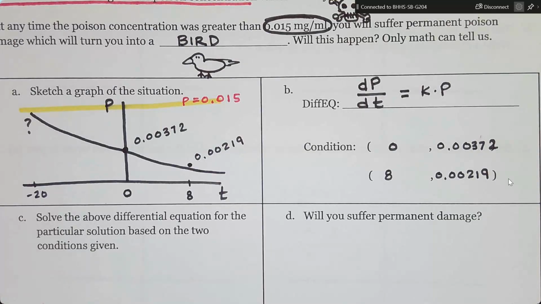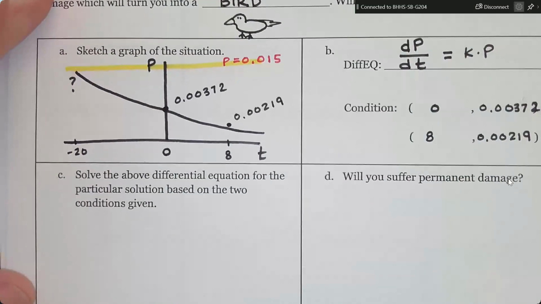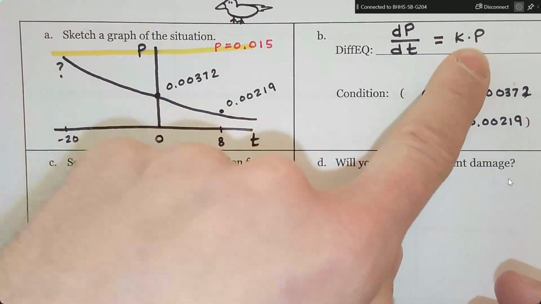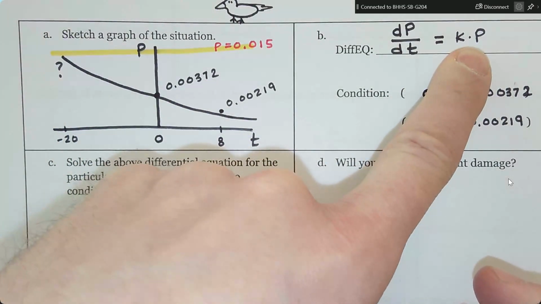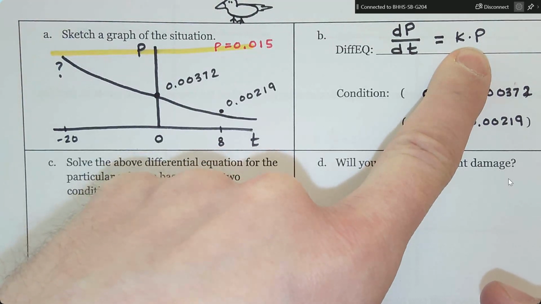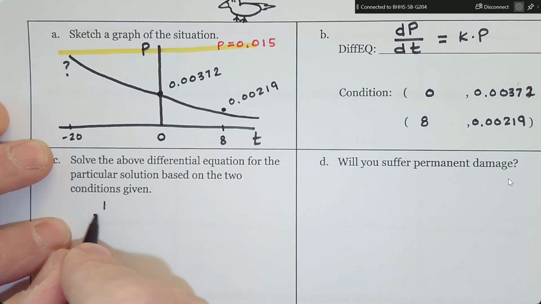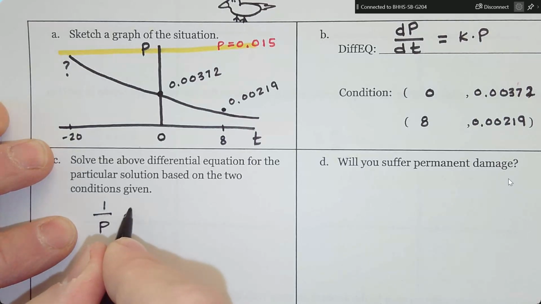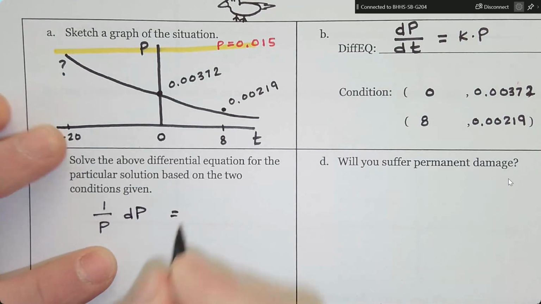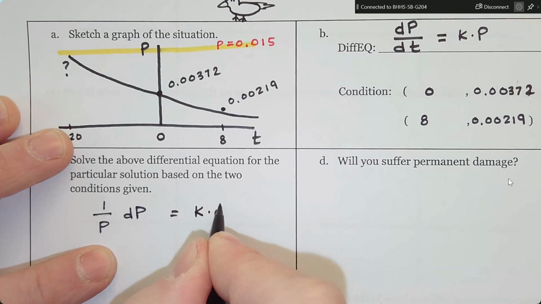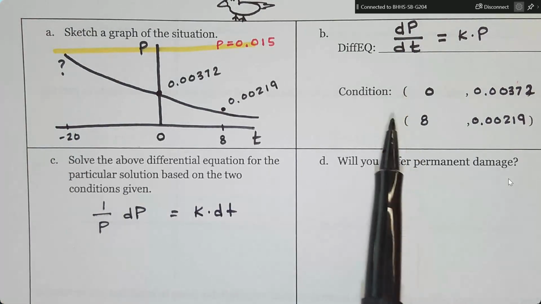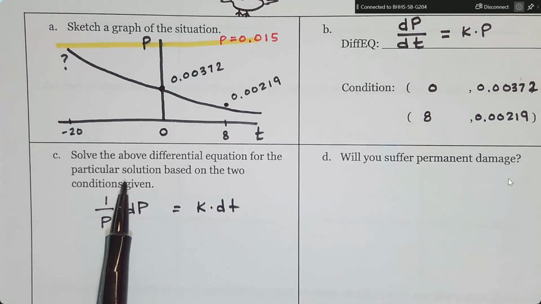Okay. Using that information, we can build an equation where you can plug in a time, and it will tell you how much of the poison is in your bloodstream. So let's get it. Step number 1, separate the variables. So we would get 1 over P dP is equal to K times dt. Any questions on how I got from here to here?